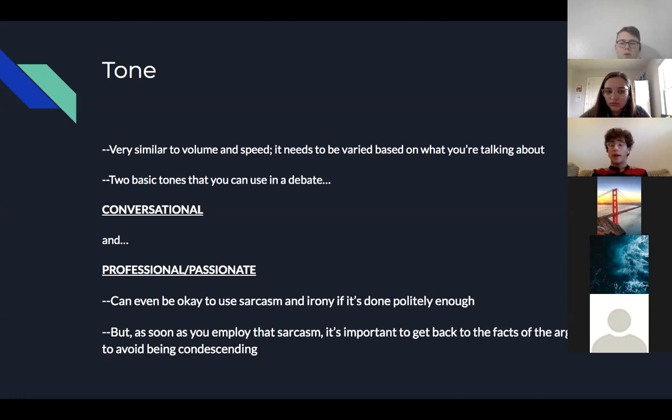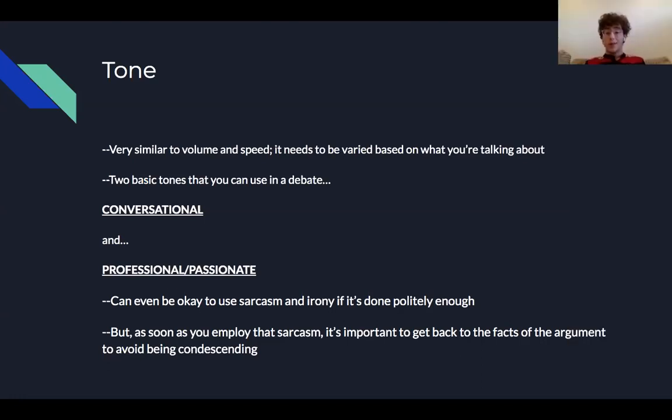But you also need to be professional and passionate in your speaking. This can be essentially when you're talking about your impacts, really important facts and figures that you have in your speech that the judge really needs to take down. And so you need to get almost angrier, almost more passionate when you're addressing impacts. Because if you're conversational on your impacts, the judge doesn't really get the importance of those.